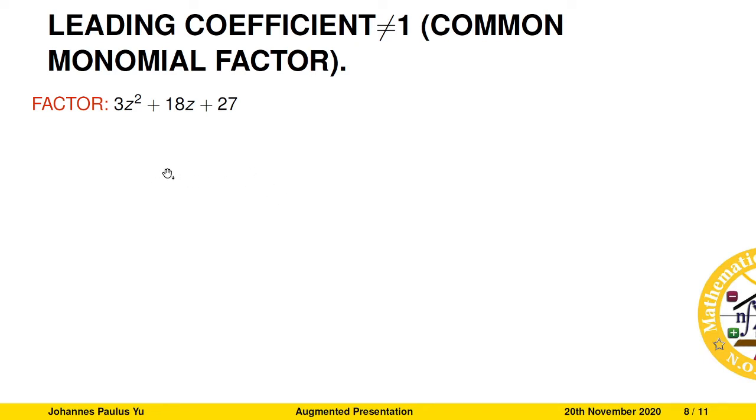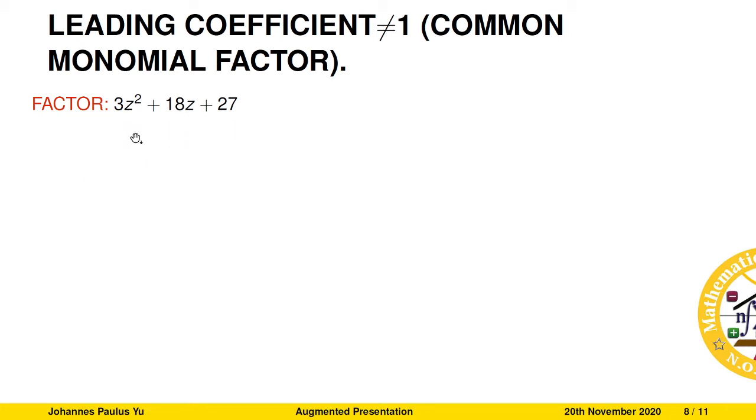Notice the leading coefficient 3 is not equal to 1. But this is not a perfect square trinomial. I mean, this is not a perfect square, no? 3 is not a perfect square. So what do we do?